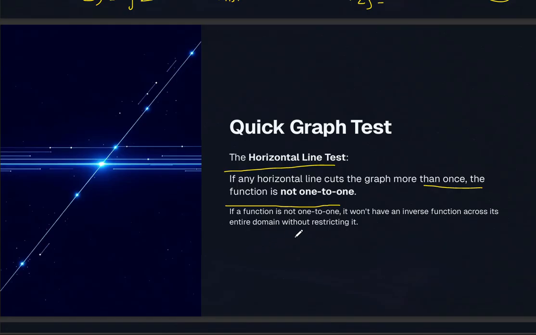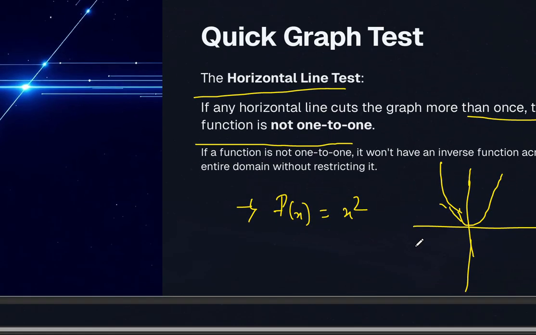So if a function is cut by a horizontal line multiple times, then this function cannot have its inverse form. Let's understand it with a simple example. Let's suppose there is a function x square, which is a general standard polynomial function. So the graph of that particular function is something like this. Let me zoom in to understand. This is the y coordinate, this is the x coordinate.